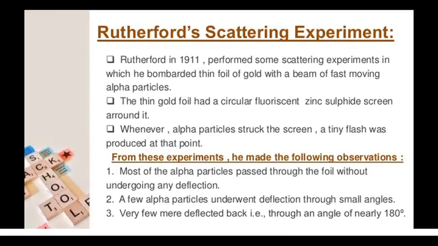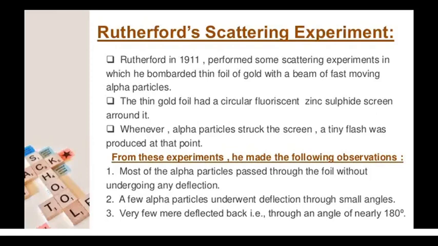And from these experiments, he made the following observations. First one was that most of the alpha particles passed through the foil without undergoing any deflection. A few alpha particles underwent deflection through small scattering angles, and very few were reflected back. That is, reflected back means reflected through an angle of 180 degrees.